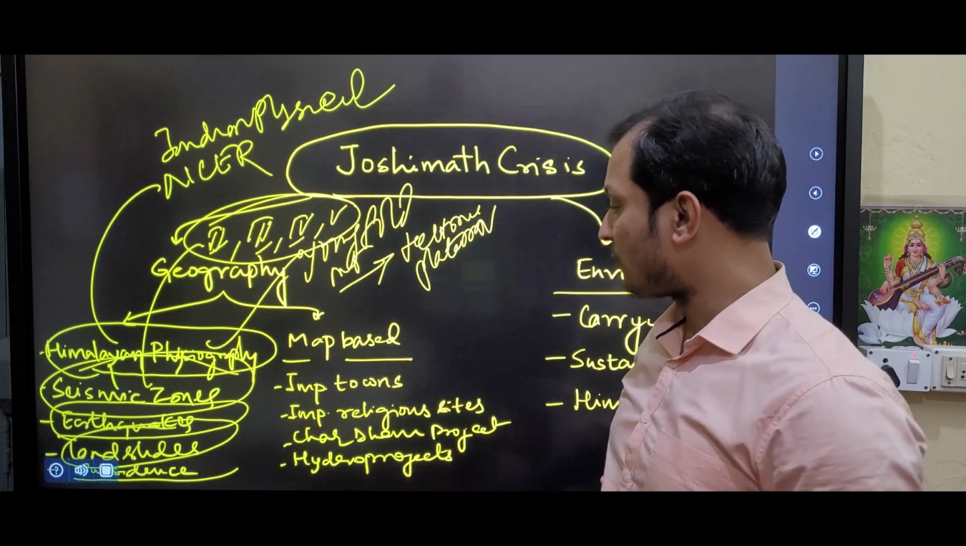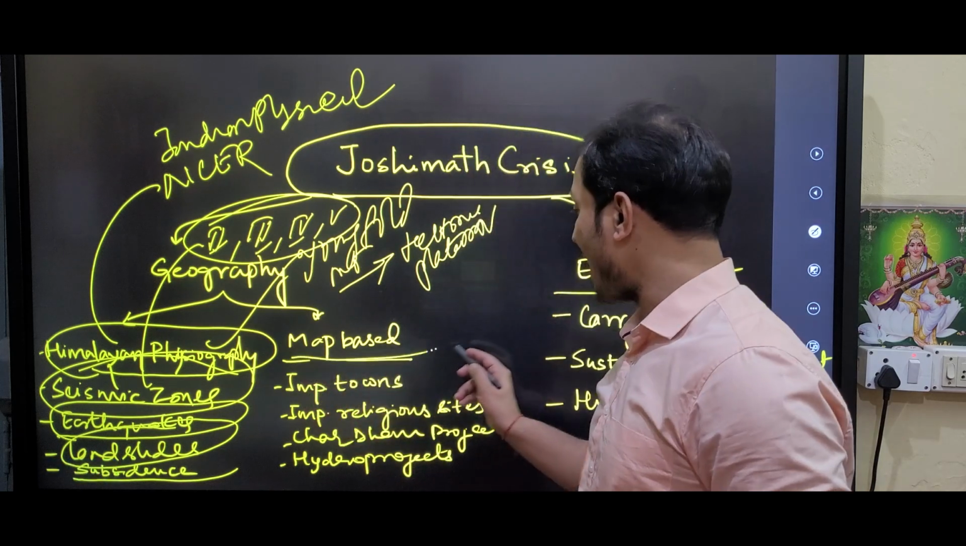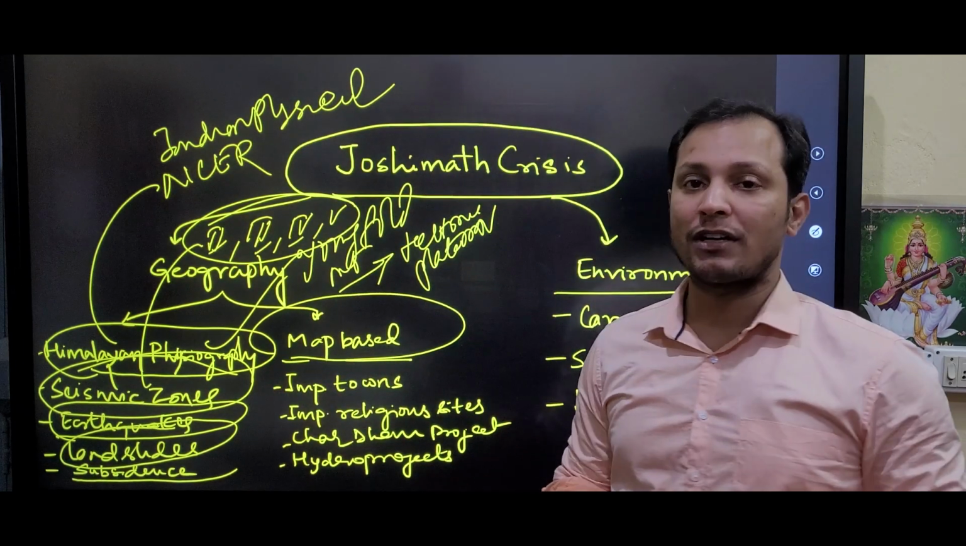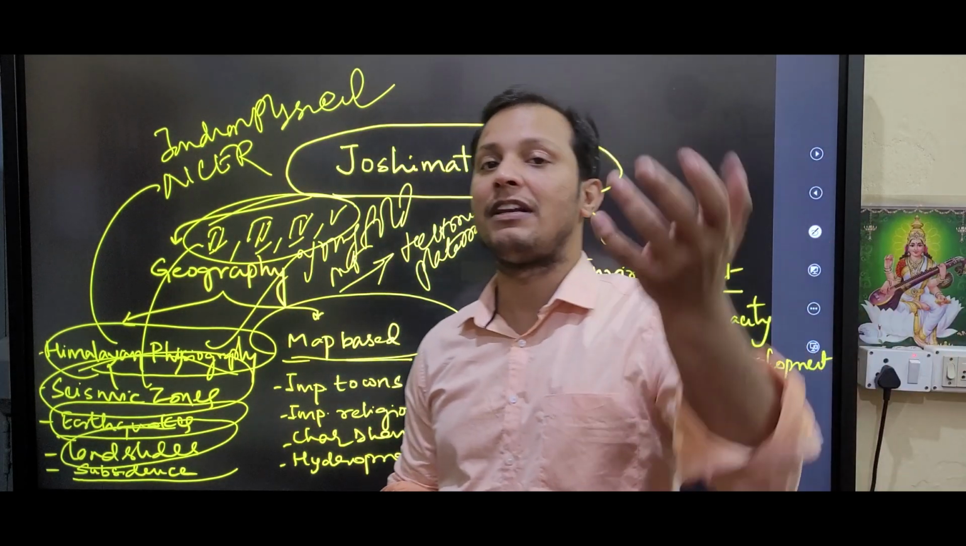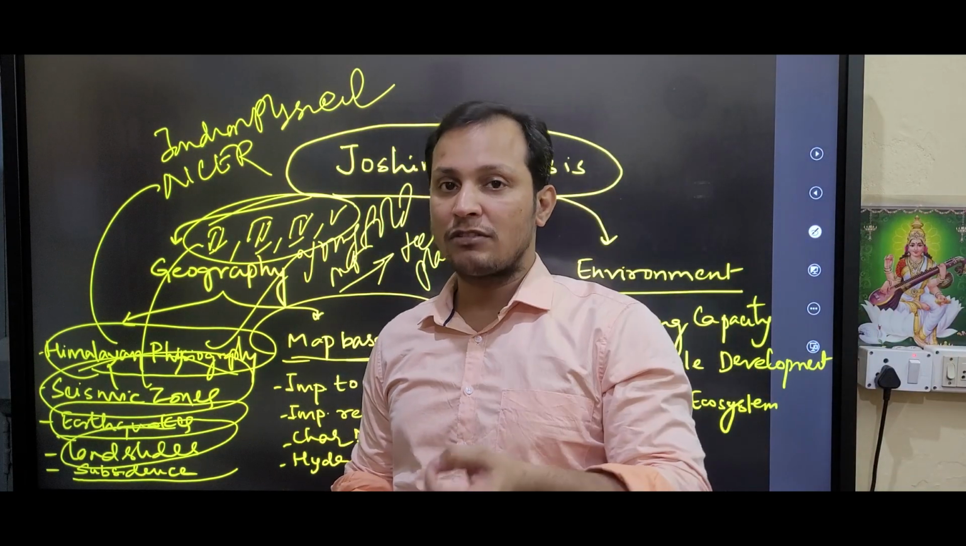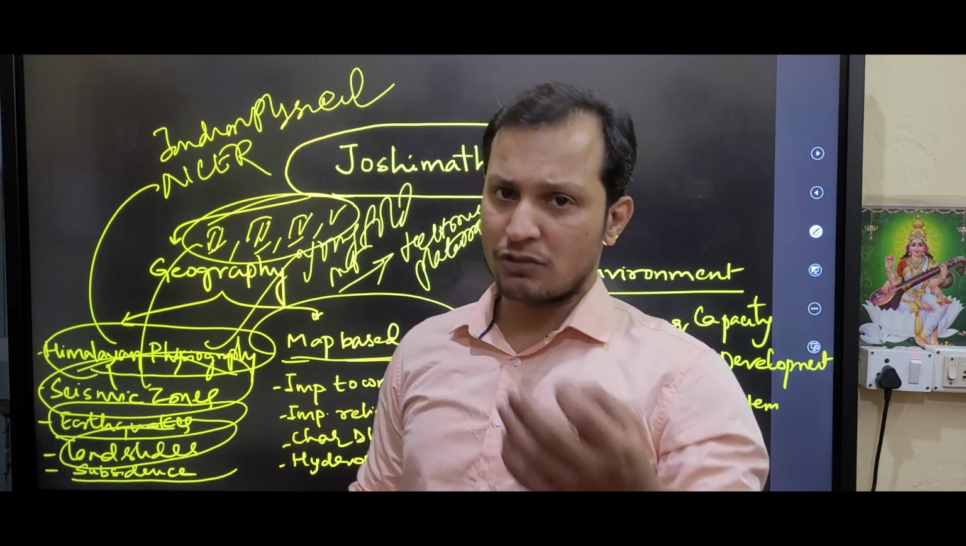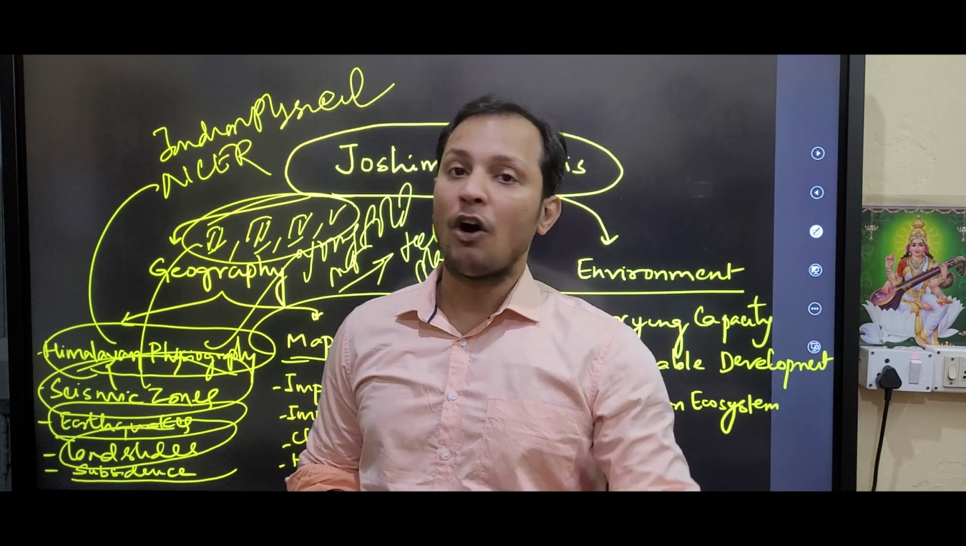Now let us see what type of questions can come from the map perspective. What they can give you is a list of towns, and they will ask you which state these towns belong to: Uttarakhand, Himachal. Or they can give you what?